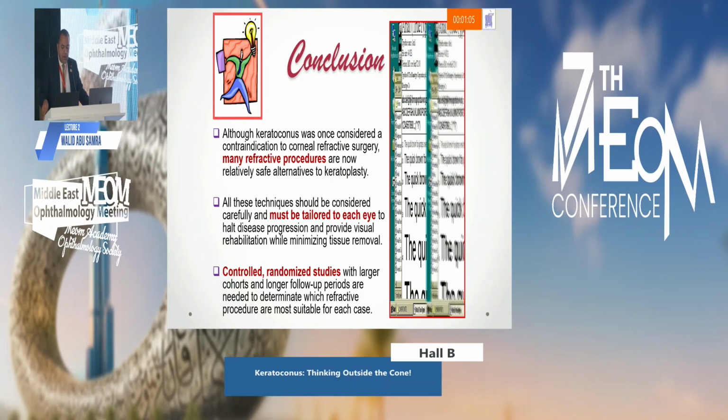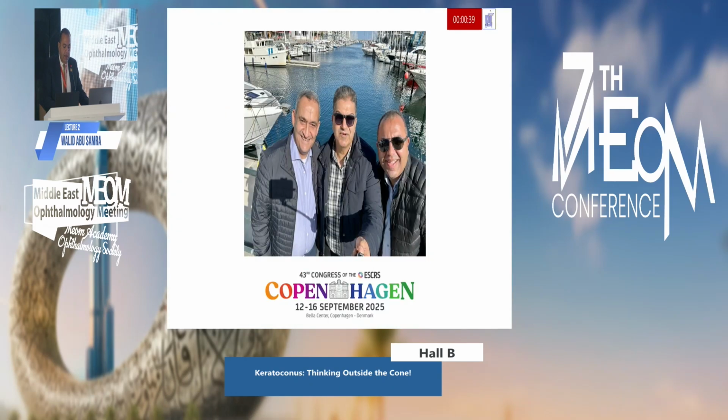So I think although keratoconus was once considered a contraindication to refractive surgery, there are now many safe refractive procedures as an alternative to keratoplasty, and they should be tailored with cross-linking to halt the disease progression and to provide rehabilitation while minimizing tissue removal. And I think controlled randomized studies with larger cohorts and longer follow-up periods are needed to determine the refractive procedure suitable for these cases. Thank you so much.